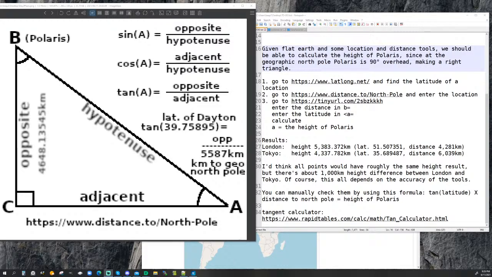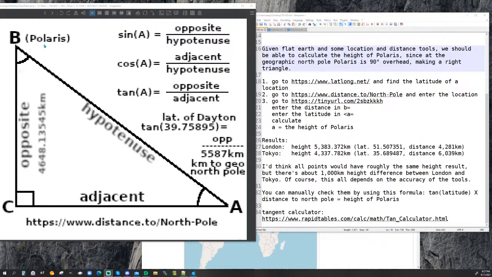But it seems to me that if you're working with a flat plane and you know an angle and a distance, then you should be able to calculate the height of something using trigonometry. So, on the left side of the screen, I got the basics of a right triangle. Because B represents Polaris.